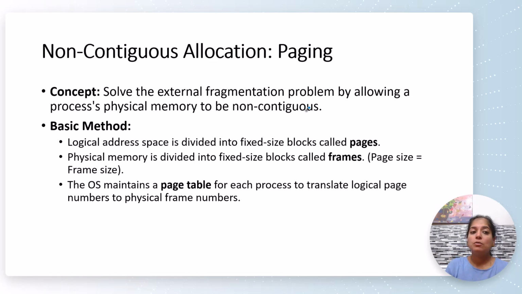Now, to solve the problem of external fragmentation, we use the concept of paging, by allowing a process's physical memory to be non-contiguous. So how do we do it basically? The logical address space is divided into fixed size blocks called pages. Physical memory is divided into fixed size blocks called frames. So one page size is equal to one frame size. Logical address space has the pages and physical memory has the frames. The operating system maintains a page table for each process to translate the logical page number to the physical frame number.